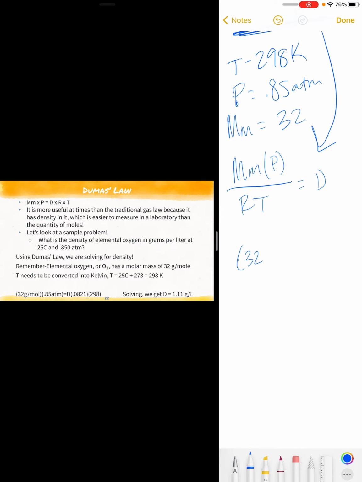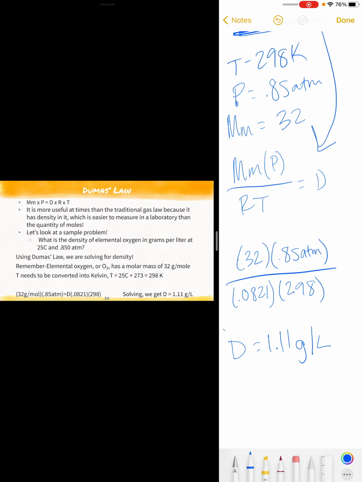Okay, molar mass is 32. Multiply that by your pressure, which is 0.85 atm. That's going to be over R, which, since this is atm, is 0.0821, times your temperature, which is 298. So when you solve that, you should get 1.11. This is density, so my unit is grams per liter.